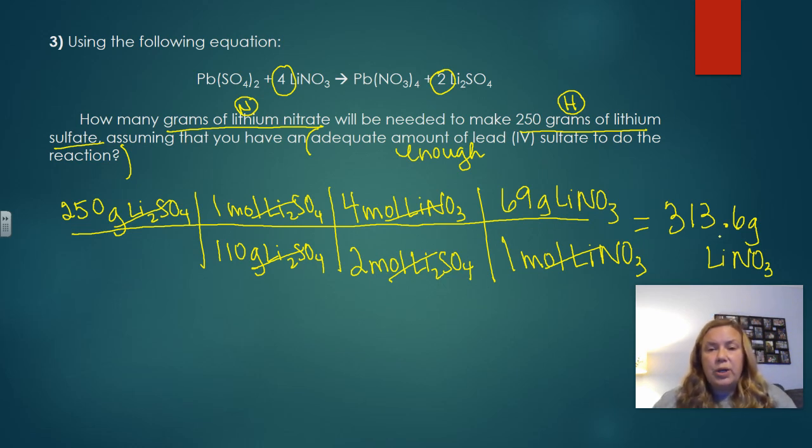Stoichiometry is really, really important to figure out how much you can make or how much reactant that you need to make a certain amount of product. And it's actually one of the most important and most useful tools in analytical chemistry that you can do.